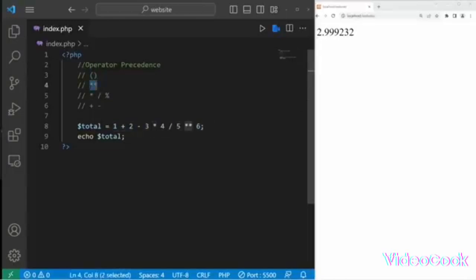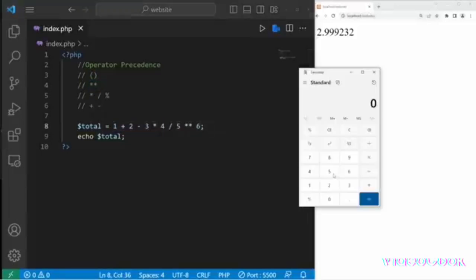Then comes any exponents. So beginning from left to right, look for any exponents. We do have 5 to the power of 6. Let's see what that is. 5 to the power of 5. Do it a third time, fourth time, fifth time, sixth time. 15,625.